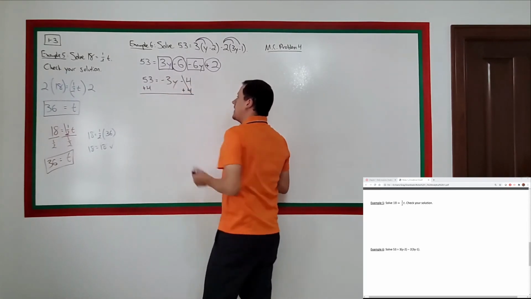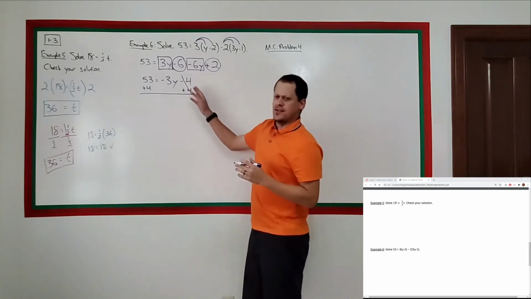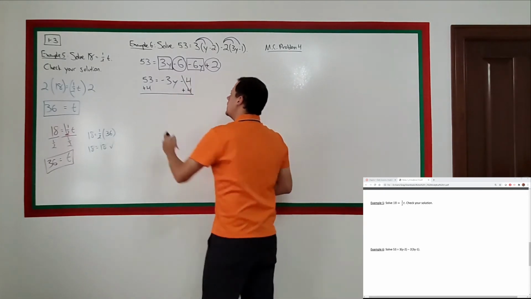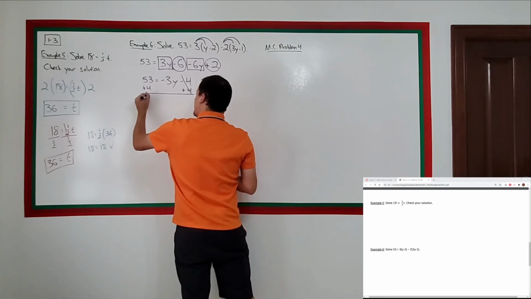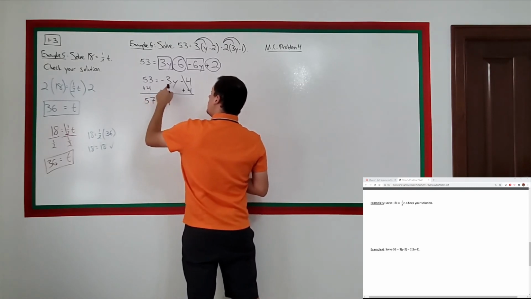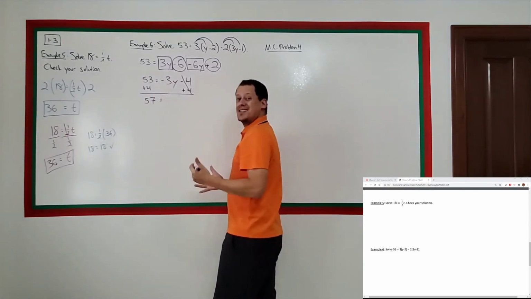So those are going to cancel out. I always like canceling out first before I write anything else down here. 53 plus 4 is 57. And that equals, the only thing left on this side is negative 3y.